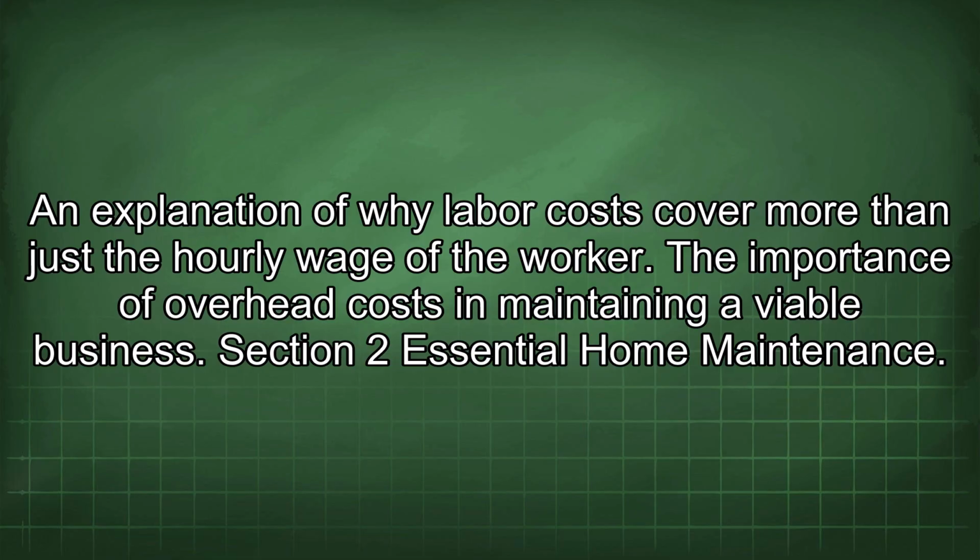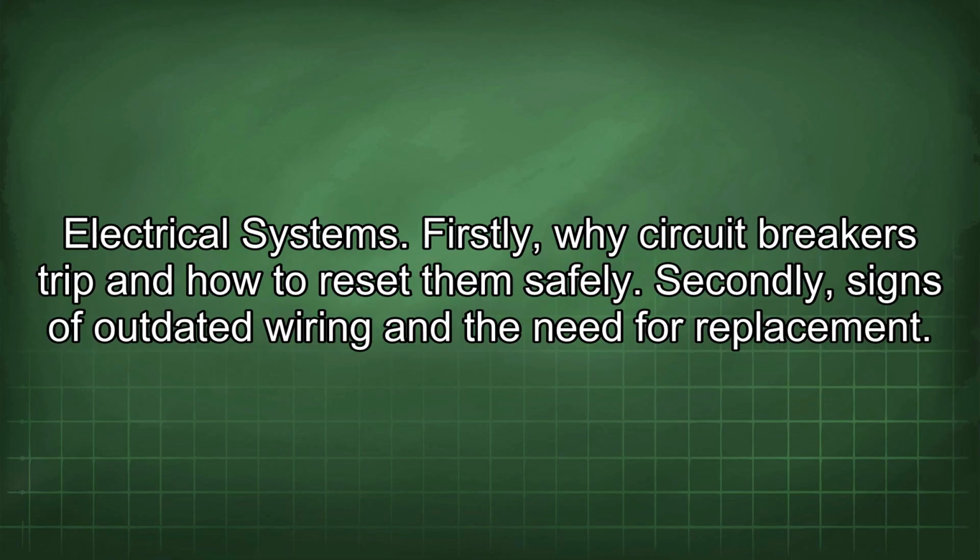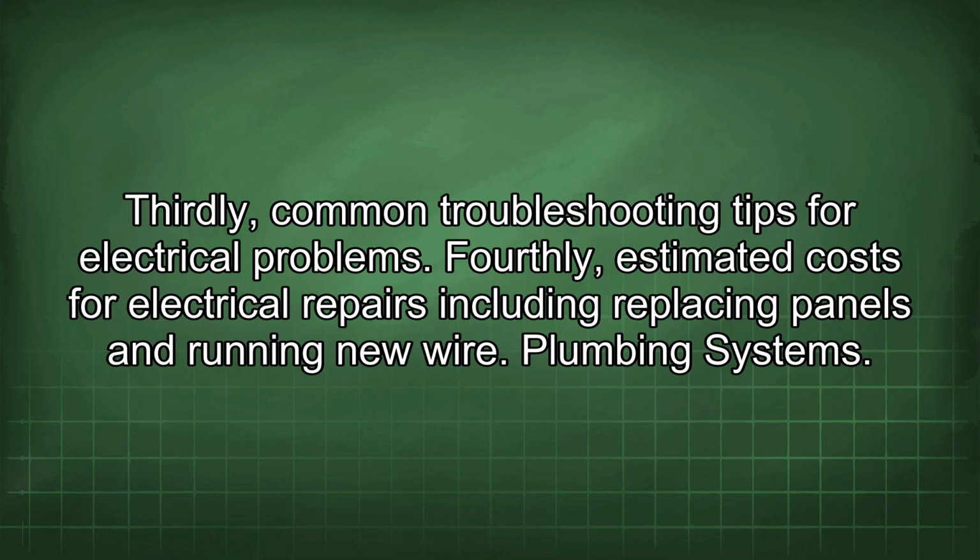Section 2: Essential home maintenance. Electrical systems. Firstly, why circuit breakers trip and how to reset them safely. Secondly, signs of outdated wiring and the need for replacement. Thirdly, common troubleshooting tips for electrical problems. Fourthly, estimated costs for electrical repairs including replacing panels and running new wire.